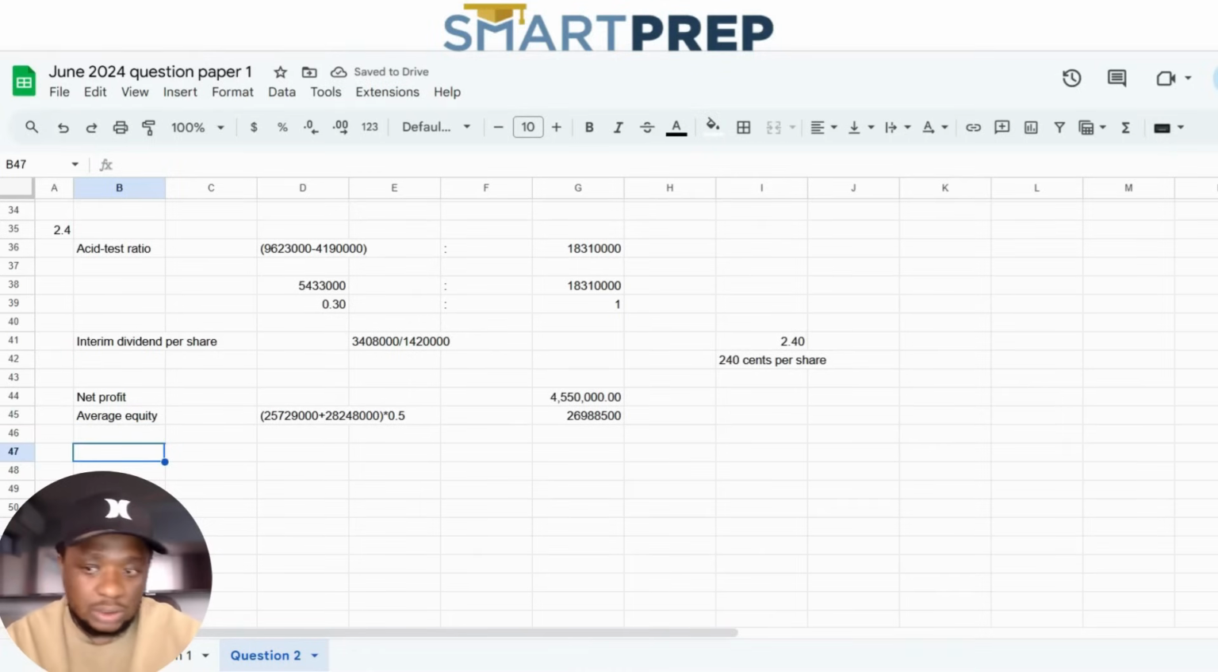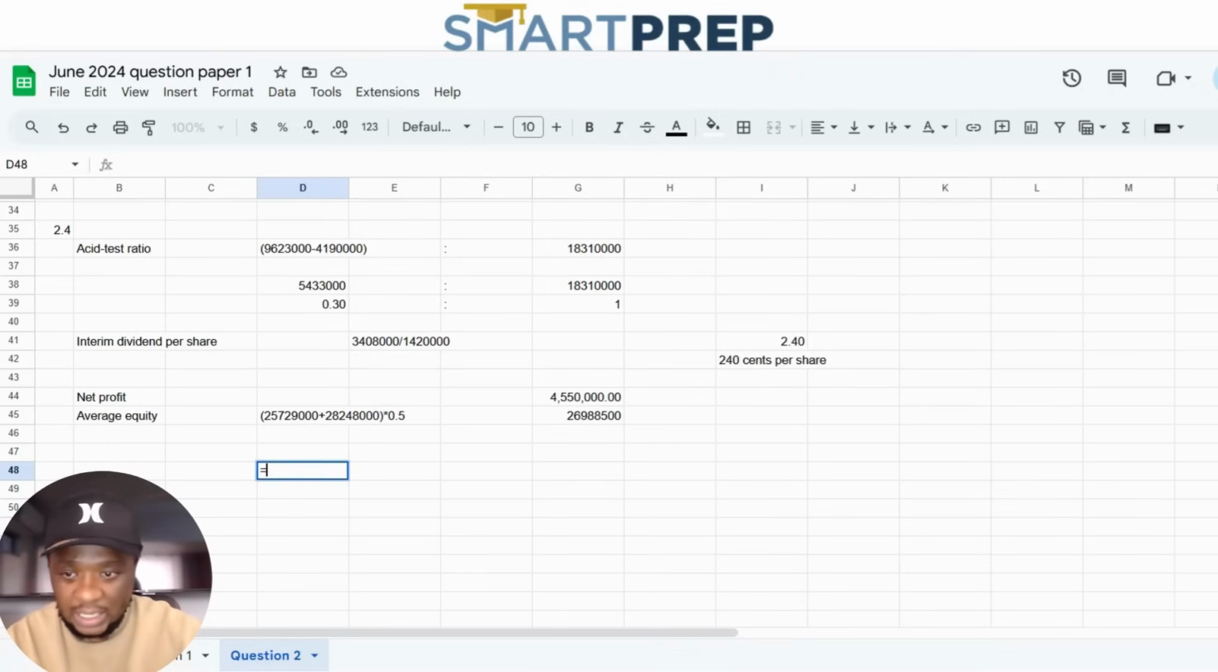So then to work out the average percentage return, we're basically going to take that net profit of 4 million, and then we're going to divide by this average equity, and then you multiply by 100. I'm using Excel, so I can just switch to percentage mode, and it gives us 16.86%. And that is basically how we would do this question.